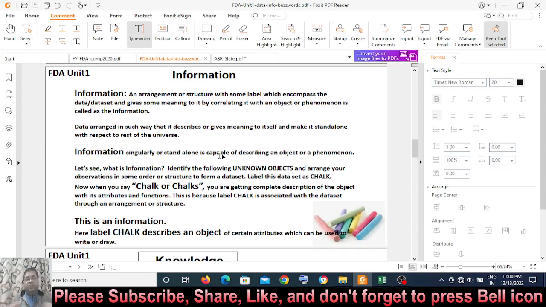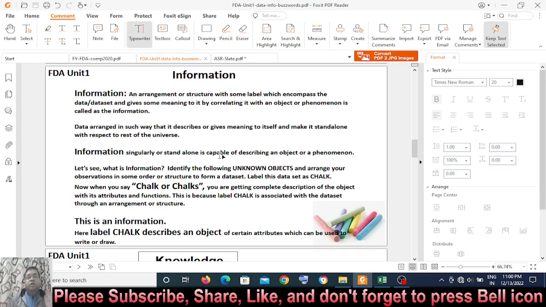So I can say that a table is there, which is known as writing aid, and there you have the chalk, pencil, and likewise. So what we got is that this arrangement gave meaning to that particular object or phenomenon in respect of the rest of the universe, and as soon as this happens we call it information. So information, standalone, is capable of describing an object or a phenomenon. If it is not capable of describing an object or phenomenon, we can't call it information, then it is data.